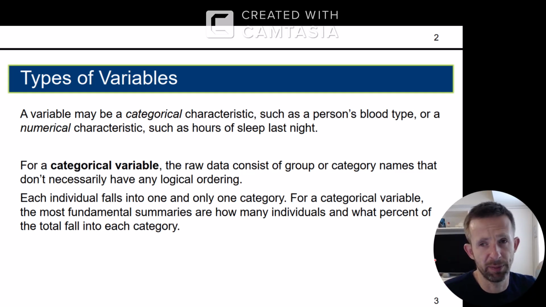So for example, someone's blood type, someone can be type O or type AB. And if you've got a bunch of people, then you're not going to be averaging those. But you can put them in different categories and do something like a pie chart to look at what percentage of people have a certain blood type.